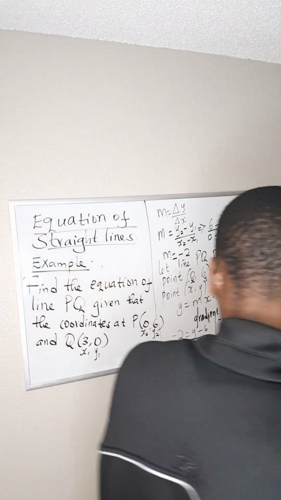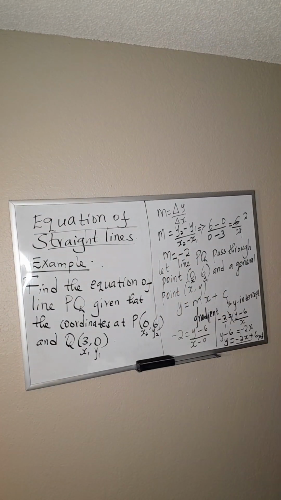The second scenario can be whereby you have been given a gradient and one pair of coordinates. For this particular scenario, you assume that always the general point or general coordinate is x, y. With x, y, you can go ahead and write your equation to appear in the form y is equal to mx plus c.